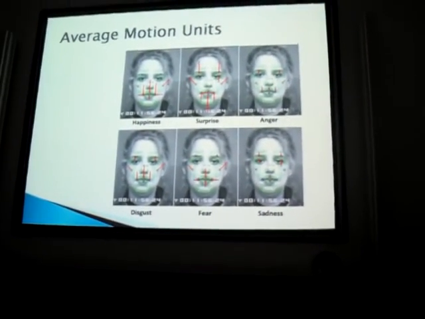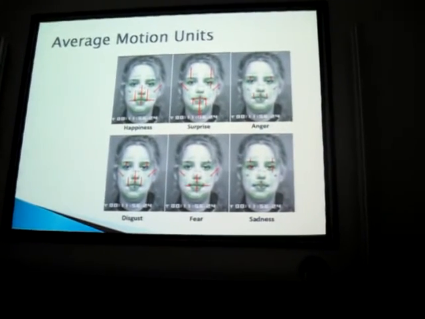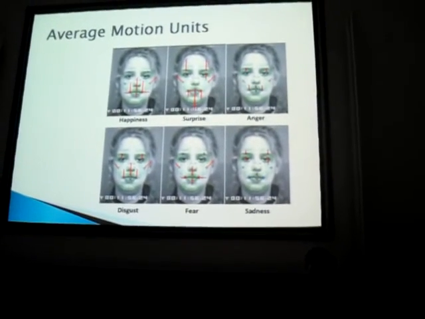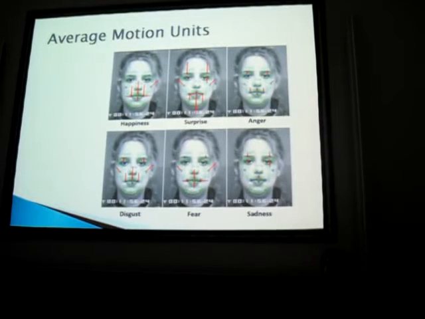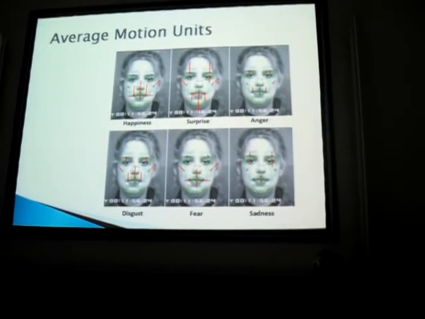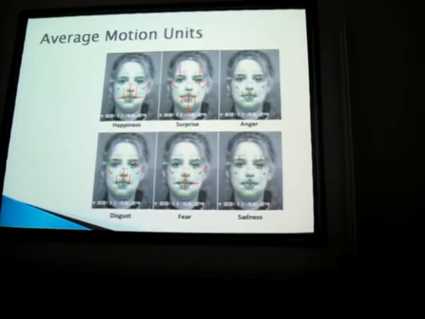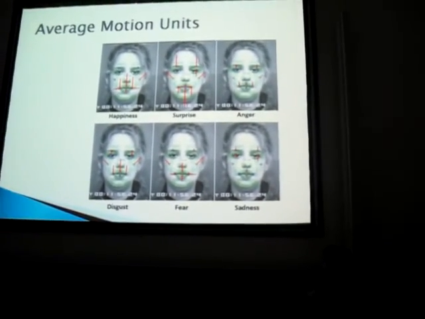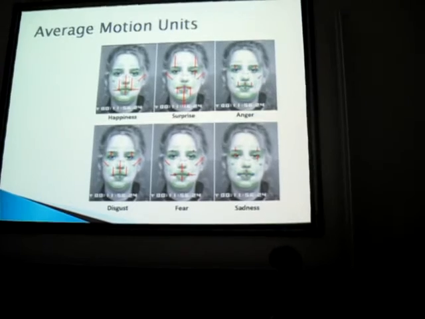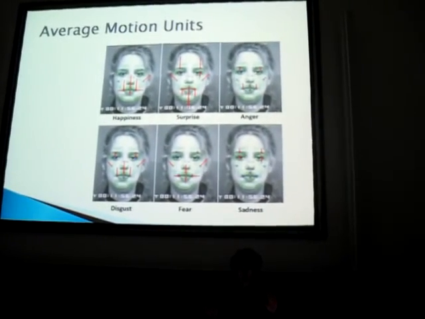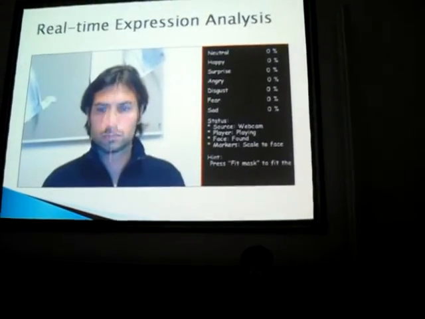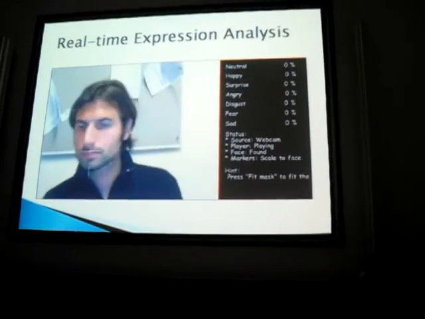Some of these expressions are very difficult to actually mimic or synthesize. Although you can recognize these expressions in people, happiness and surprise are very prominent expressions, but disgust and fear are more subtle expressions. So it's very difficult, for instance, to discern disgust and sadness. But this is how the system works in real time.